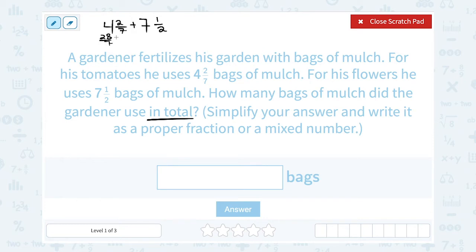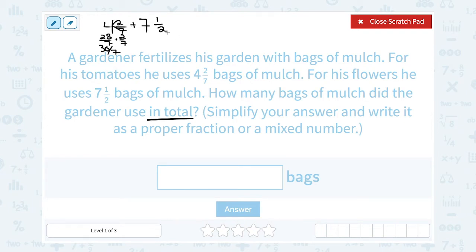And then we still have another 2 out of 7, which would give me altogether 30 out of 7. So you can do that and take your time with it. Or, like I said before, if you take the whole number times the denominator, 4 times 7 would give us 28, add the top, plus the 2 would give us 30, and that gives us our improper fraction, 30 over 7. Okay, let's do the same thing with 7.5.